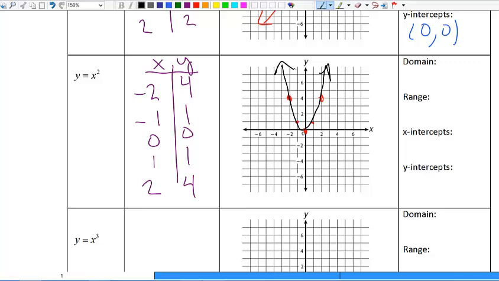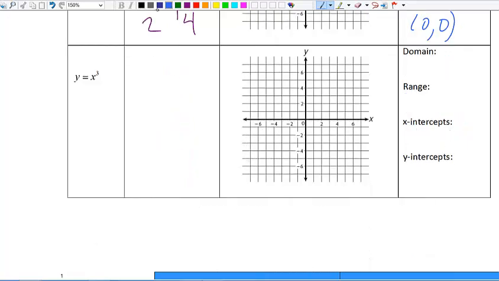Domain and range. Okay, so now we actually have some differences. For the domain, there are still no restrictions on x, so we still go from -infinity to infinity. For the range, however, the first y value that we actually encounter in the graph is 0, and that is an included number. So we're going to bracket 0 up to infinity. And then the intercepts, both x and y, cross at the origin.